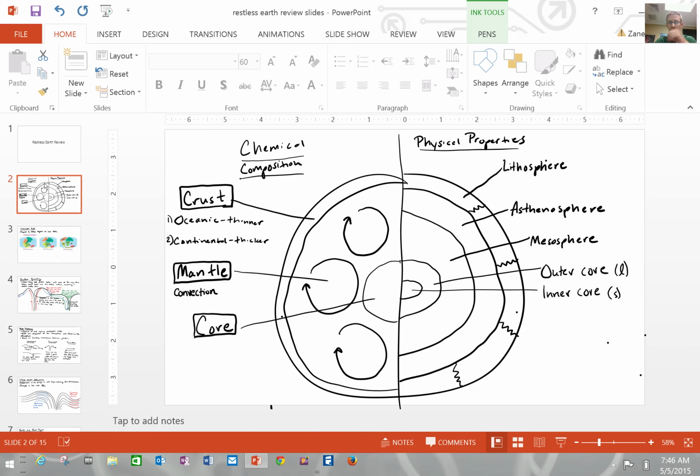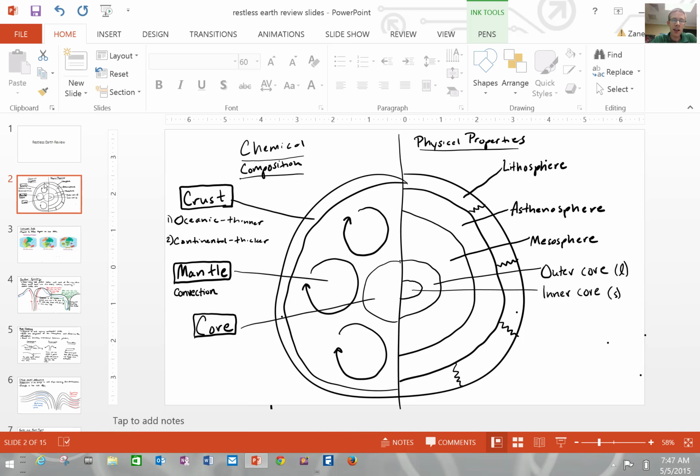Now the composition of the Earth, there's two ways that scientists have divided it over the past couple hundred years. We have divided it as concerning its chemical composition and concerning its physical properties, and you can see the division I've made on this page. With respect to chemical composition of the Earth, there are only three main parts, and you've known these since you were in elementary school. The crust, the mantle, and the core.